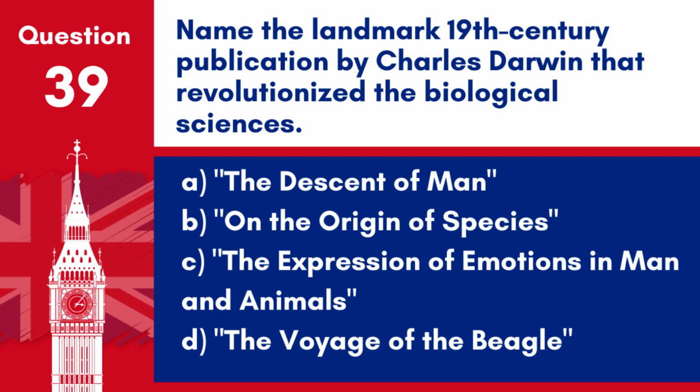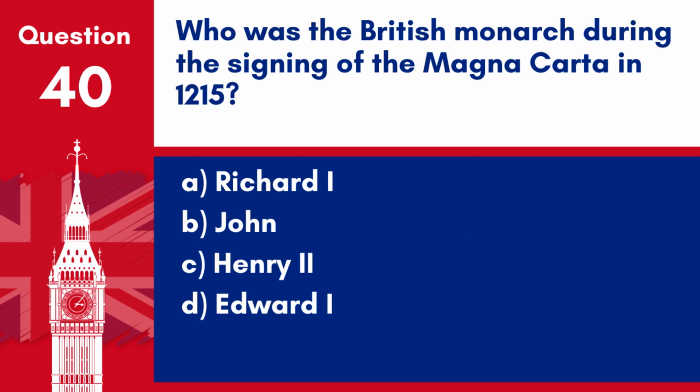D. The Voyage of the Beagle. Answer. B. On the Origin of Species. Charles Darwin's On the Origin of Species, published in 1859, introduced the theory of natural selection and revolutionized the biological sciences. Question 40. Who was the British monarch during the signing of the Magna Carta in 1215?